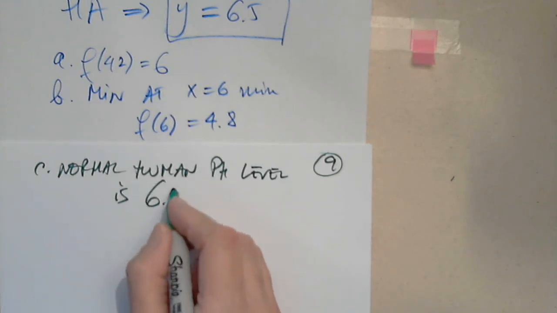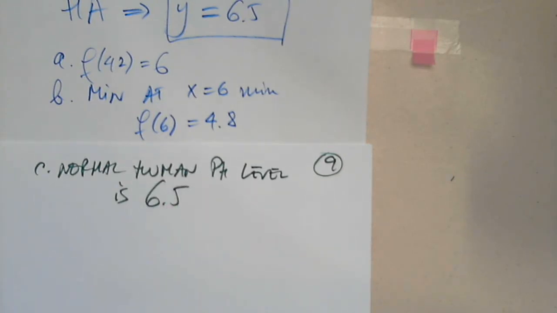$6.5. Because that's the horizontal asymptote. You see how important this is and how interesting this function, a rational function, is. It has a minimum and eventually will level off to 6.5. Great job.